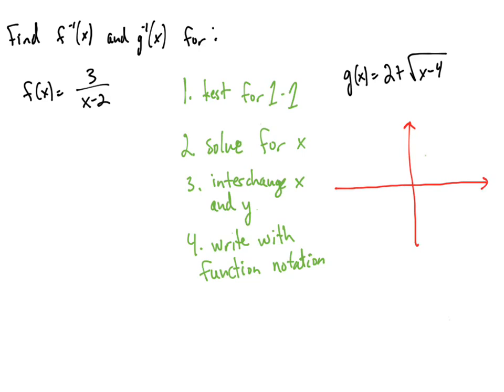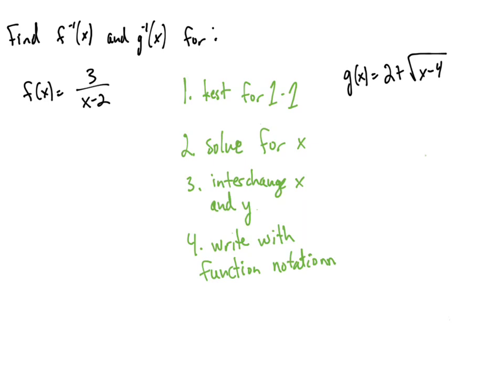So I'm going to graph this just to check for the function being 1-to-1. The parent function here is the square root function. I'm going to go right 4 units, up 2 units. So we would end up at a graph looking like this. So right 4, up 2, same shape. So we would say that this is 1-to-1 because this passes the horizontal line test. So now that we know that this function is 1-to-1, we can proceed with the rest of these steps.